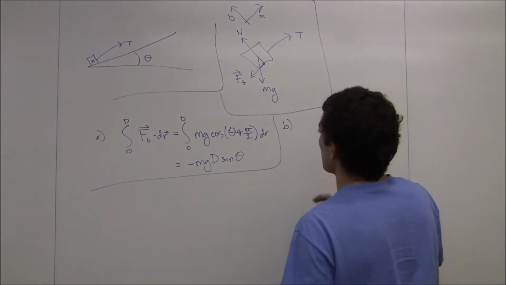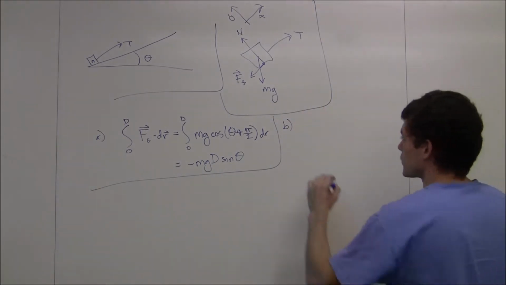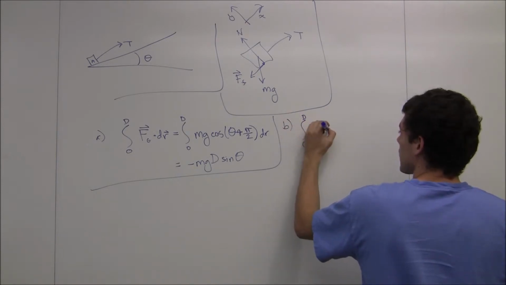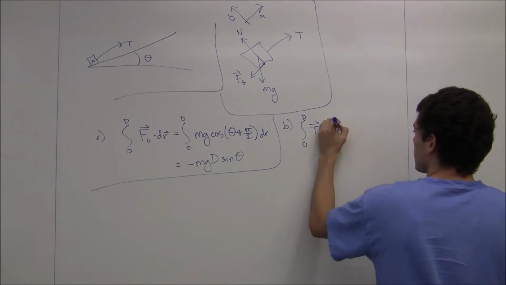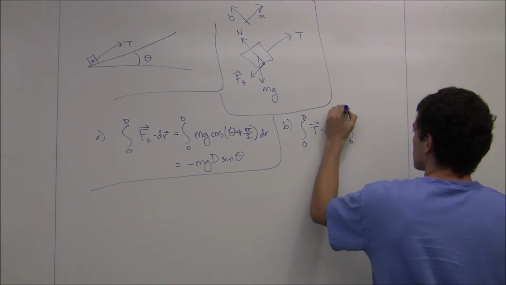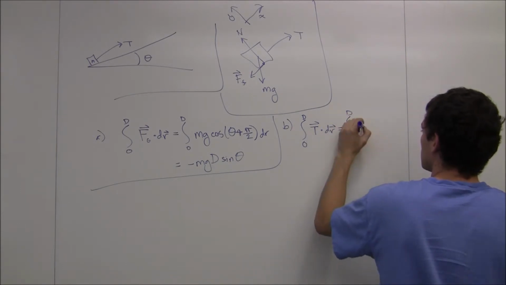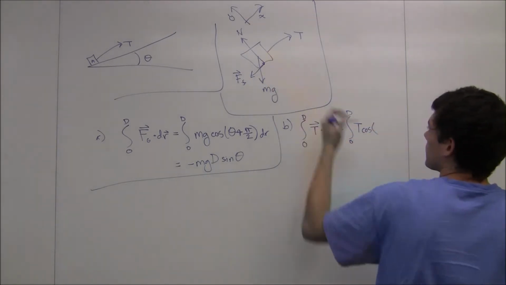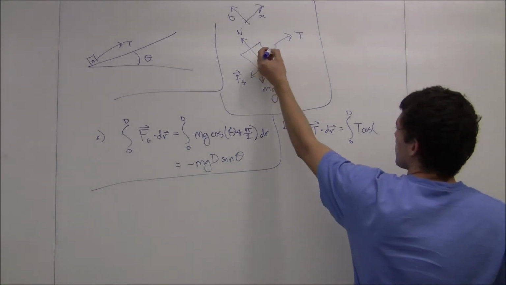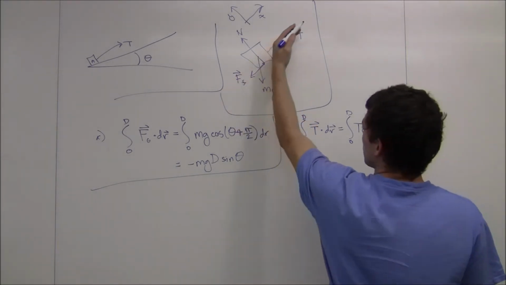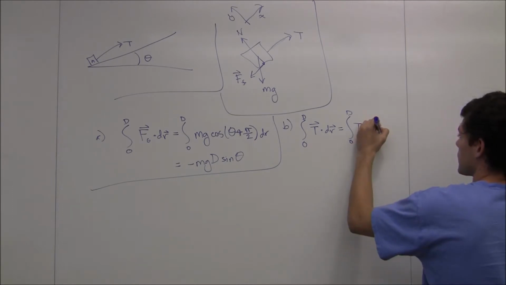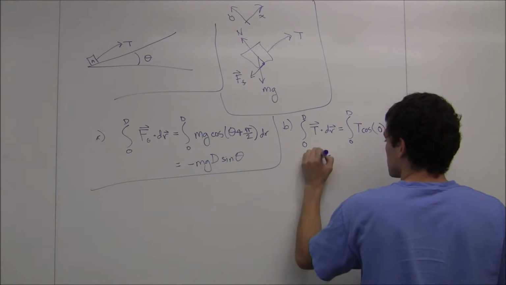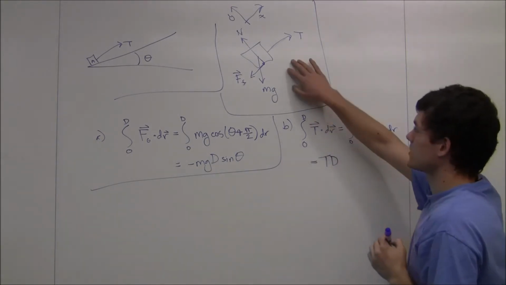Now, for part B, we're asked what the work due to the tension force is going to be, and we're going to do exactly the same thing. We take the integral from 0 to d of tension dot dr, which is equal to the integral from 0 to d of T cosine, and this time it's the angle from this to the dr, which is pointing in the same direction, so that's just going to be the cosine of 0 dr. So we get that this is equal to T times d, and now we need to find the tension force.